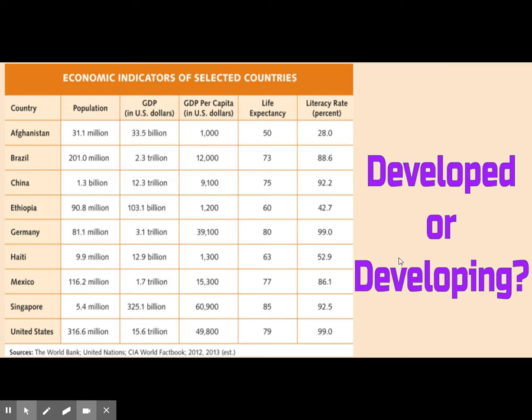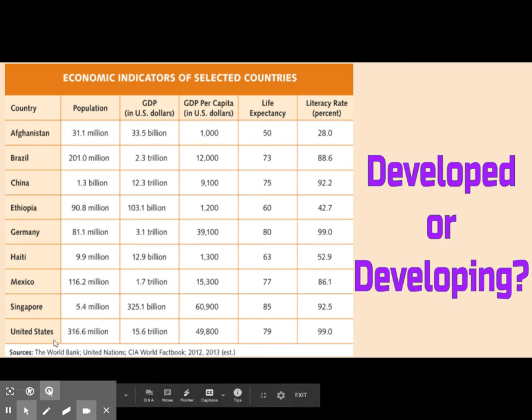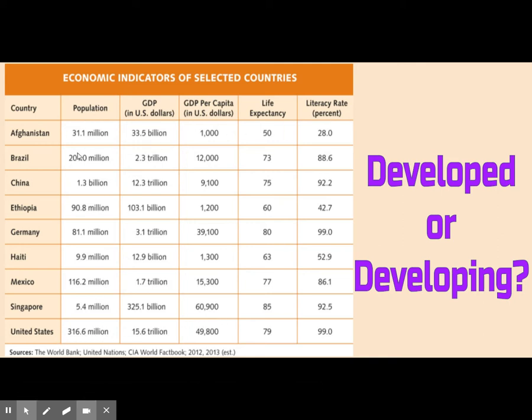So you can decide, are they a developed country? The United States is a developed country. We have a high literacy rate, a high life expectancy. Our GDP is good, and our population is good. So we're developed. But if you go up here, these are countries that are developing.